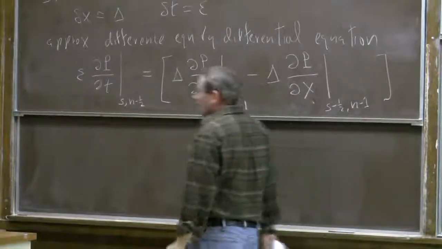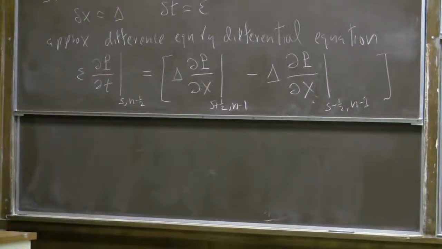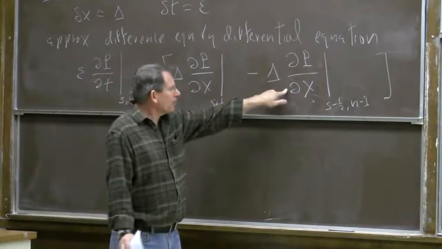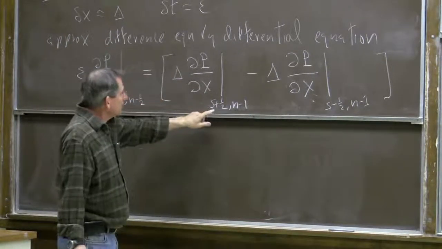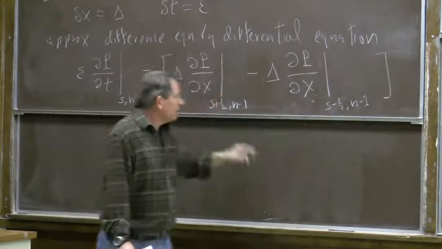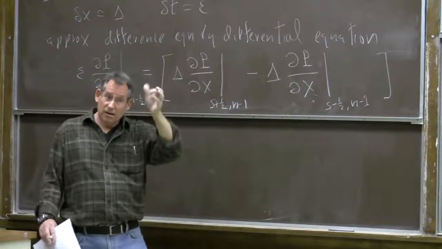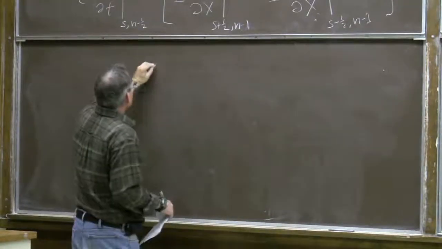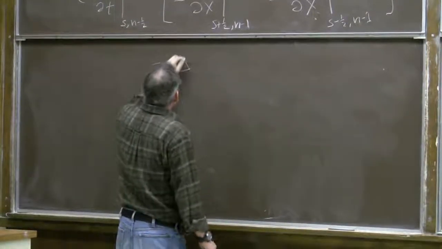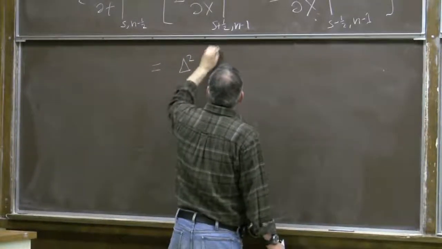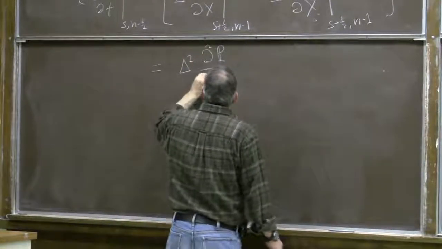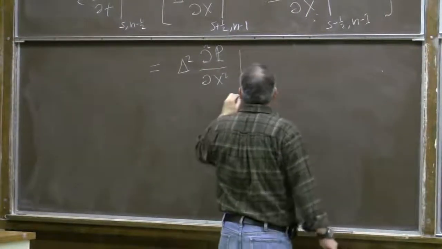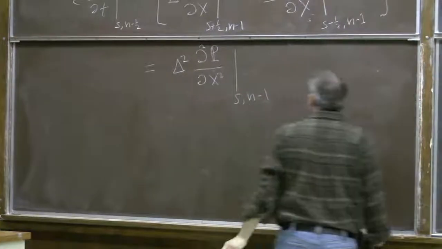I'm subtracting the probability at site s minus the probability at site s minus 1. So this is the first derivative of the probability distribution. I'm taking the difference between two positions, which are one lattice spacing apart. So we can think of this as another factor of delta times the second derivative of the probability distribution with respect to position, now evaluated at the midpoint of this interval, which is s, and time n minus 1.